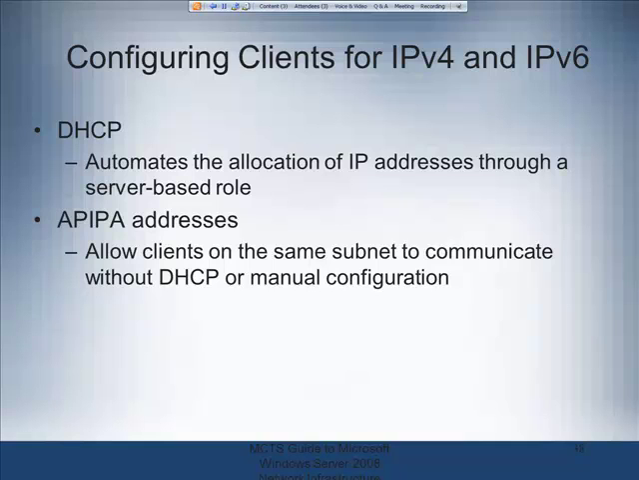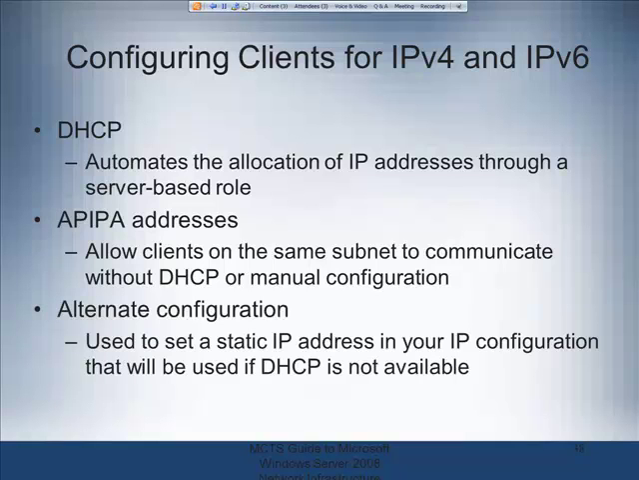An APIPA, automatic private IP address, means that your machine is set up to get a DHCP address, and there's no DHCP server that it can contact. You can set these things up for an alternate address. What this really is, is an alternate address. It happens to be a 169.254 address.